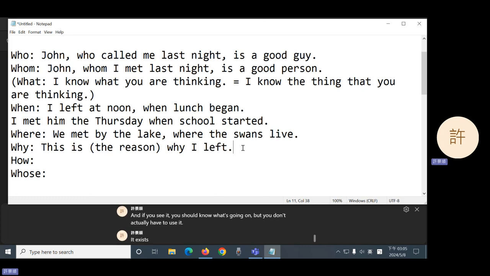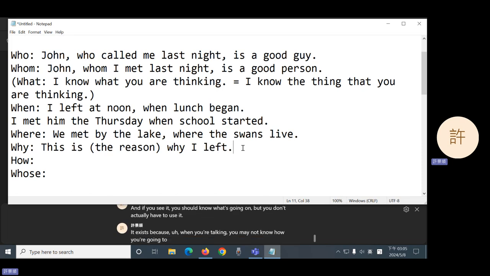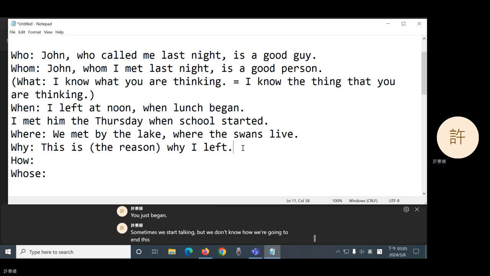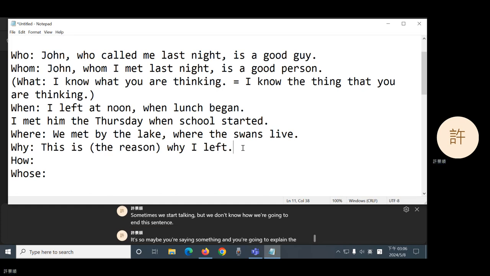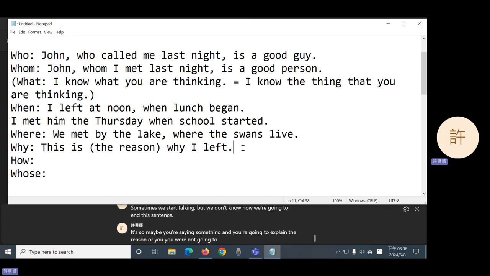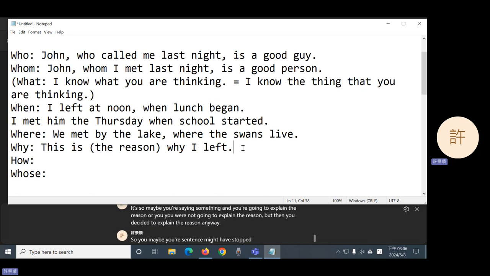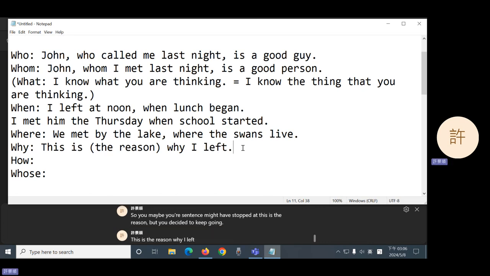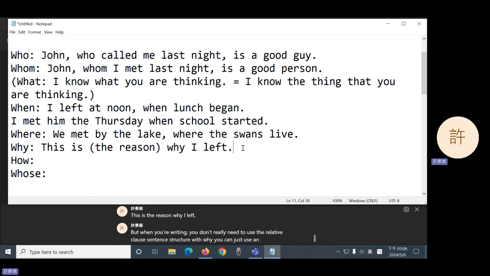It exists because, when you're talking, you may not know how you're going to end the sentence you just began. Sometimes we start talking, but we don't know how we're going to end the sentence. So maybe you're saying something and you're going to explain the reason, or you were not going to explain the reason, but then you decided to explain the reason anyway. So maybe your sentence might have stopped at, this is the reason. But you decided to keep going. This is the reason why I left. But when you're writing, you don't really need to use the relative clause sentence structure with why. You can just use an indirect question.